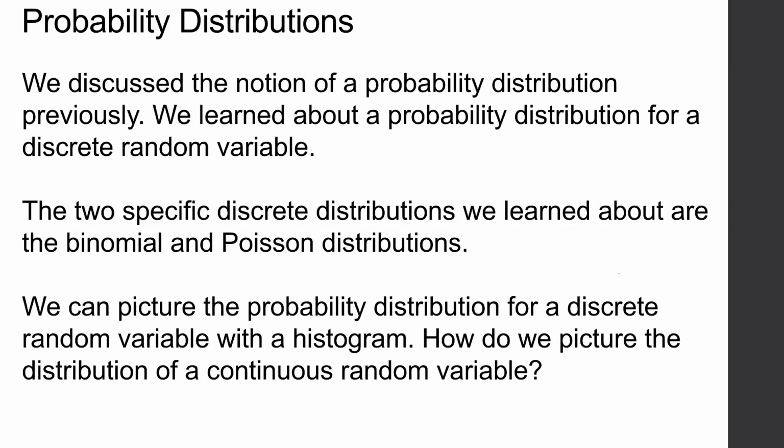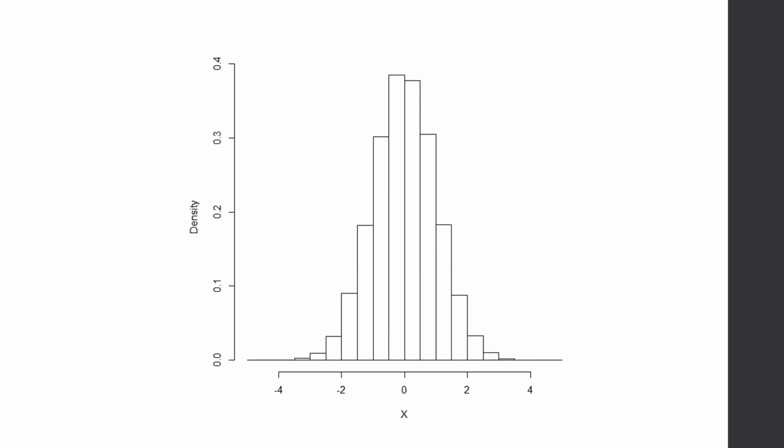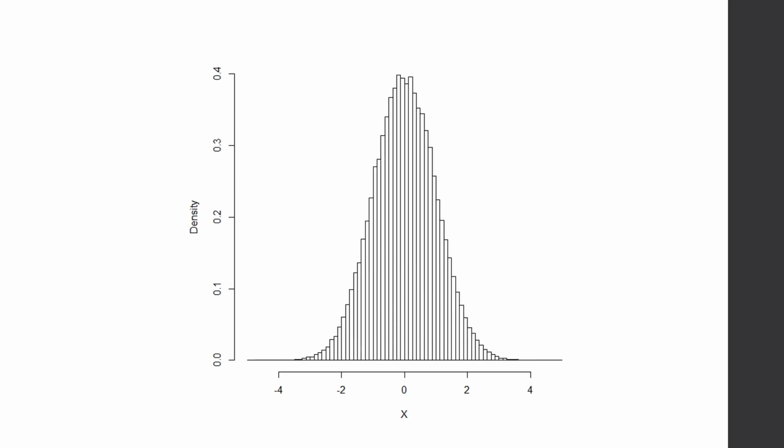We can picture the probability distribution for a discrete random variable with a histogram, but how do we picture the distribution of a continuous random variable? Well, we can start by thinking about doing a histogram for outcomes of a continuous random variable. And if we get enough observations, we can make our bin width smaller, and we can make it even smaller, and we can make it smaller again. I think you get the point.